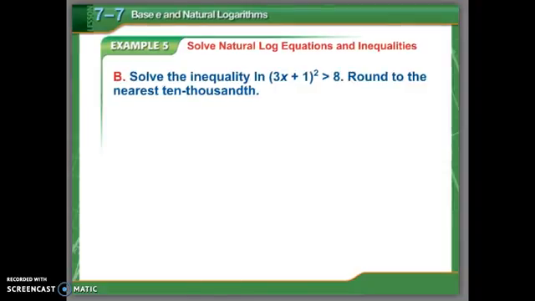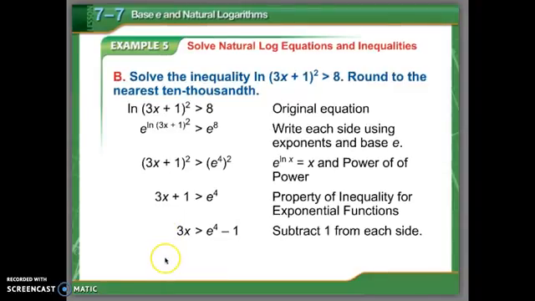For part B, we have an inequality, the natural log of the quantity 3x plus 1 squared greater than 8. We're going to round to 4 decimal places in our answer. Okay, so the first thing we're going to do with this problem is raise each of these sides of our inequality as exponents with e as our base. Then e and natural log cancel each other out. We're left with 3x plus 1 squared. We're going to write e to the 8th as something squared so that we can remove the squares from each side. And we know e to the 8th is the same as e to the 4th to the second. 4 times 2 gives us 8.